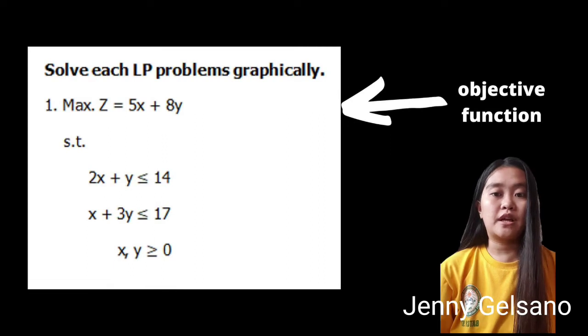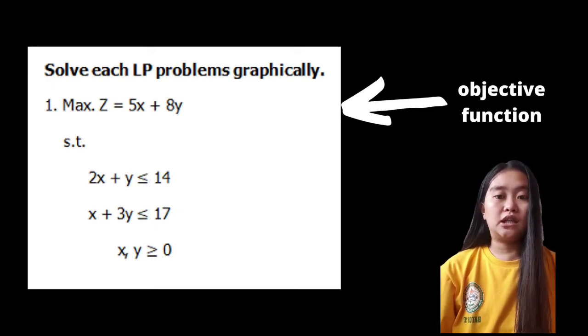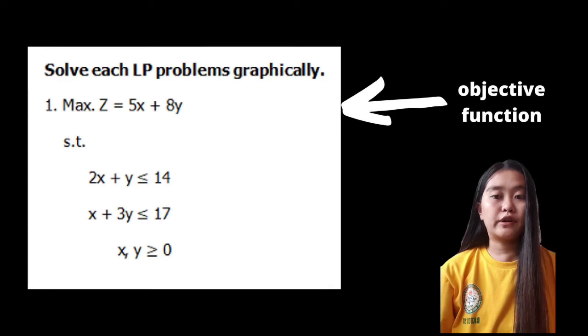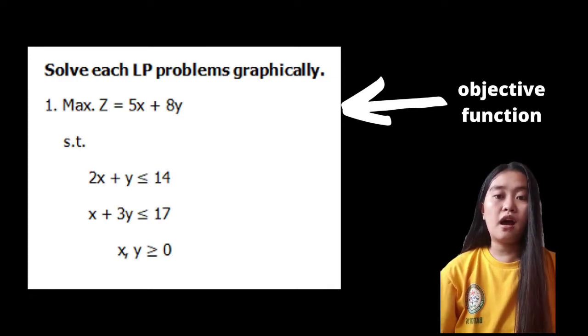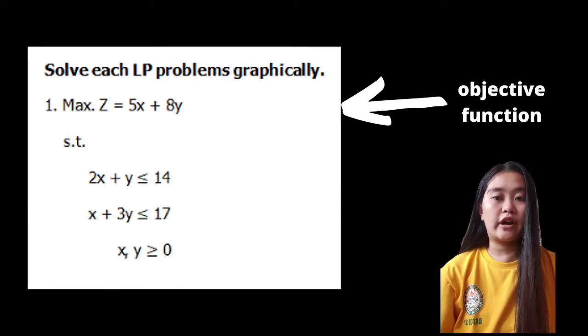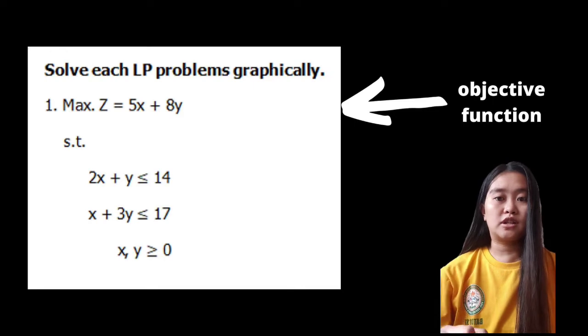I'm GELSANO reporting the given problem number 1. The given linear problem is to maximize Z equals 5x plus 8y, which is the objective function. Then 2x plus y less than or equal to 14 and x plus 3y less than or equal to 17 are the structural constraints. x and y greater than or equal to 0 is the non-negativity constraint. To solve this, may I call on the next reporter.